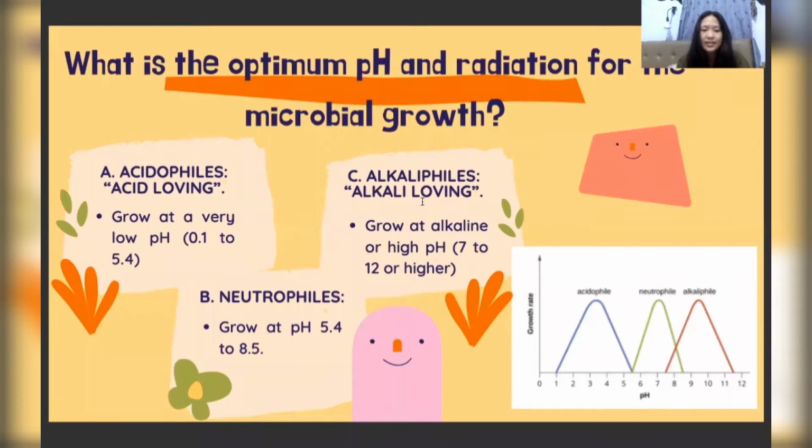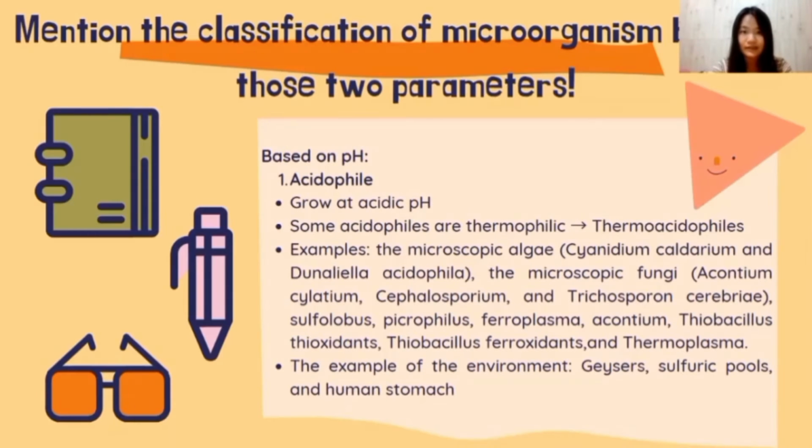Organisms can be classified as acidophiles, or acid-loving, that grow at a very low pH of 0.1 to 5.4. There are also neutrophiles that grow in pH 5.4 to 8.5, and alkaliphiles, or alkali-loving, that grow in alkaline or high pH 7 to 12 or higher. For example, the soil bacterium Agrobacterium grows at pH 12. Next is the classification of microorganisms based on pH.